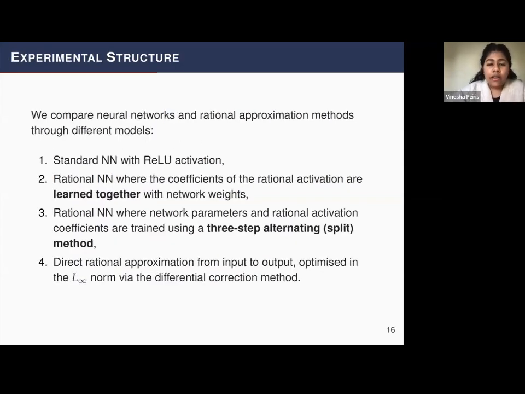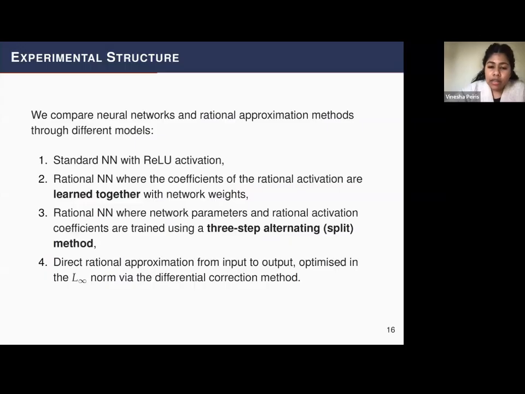So we do have a few different types of neural networks. The first neural network is just a standard neural network, and the activation function is a ReLU function. Then we take another neural network, and in this one the activation function is a rational function. The coefficients of the rational activation function are learned together with the network weights. So they are learnable parameters, optimized while you are optimizing the weights of your network.